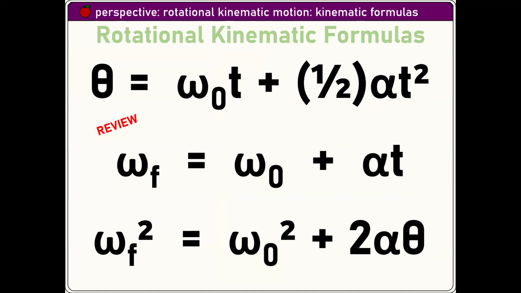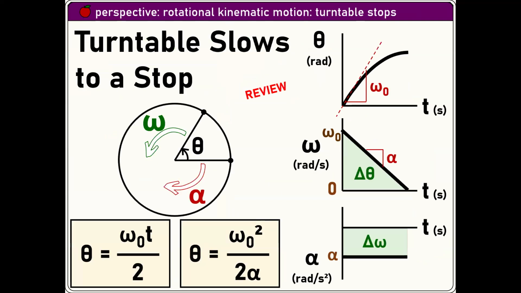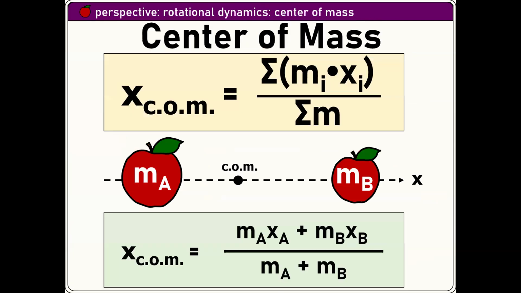Some of your AP classroom questions involve these rotational kinematic questions. Right, turntable slows to stop. Can you guys make these three graphs? You saw all this last semester. This is all review. I put a little review on here because you saw all this last semester. It's all kinematic motion: displacement, velocity, acceleration, but now in a rotational sense. So that's all there.